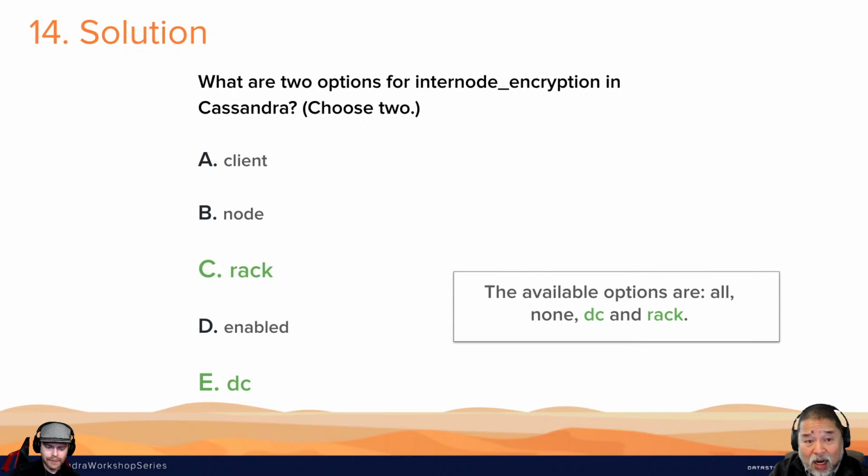So what are two options? Choose two. We don't want to make this any more difficult than it needs to be. In this case, the choices for internode encryption are all, meaning encrypt everything between all Cassandra nodes; none, no encryption between nodes; DC, which means encrypt between nodes in different data centers; and rack, which means encrypt between nodes in different racks. A rack is a subset of a data center. So rack and DC are the two choices.